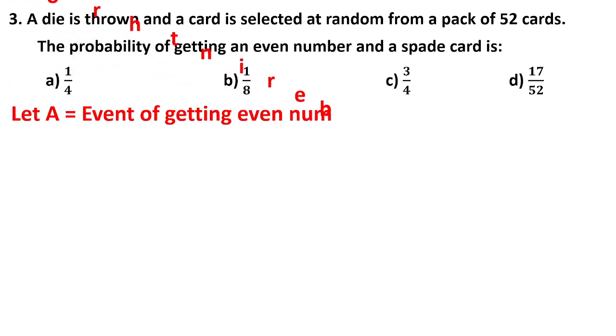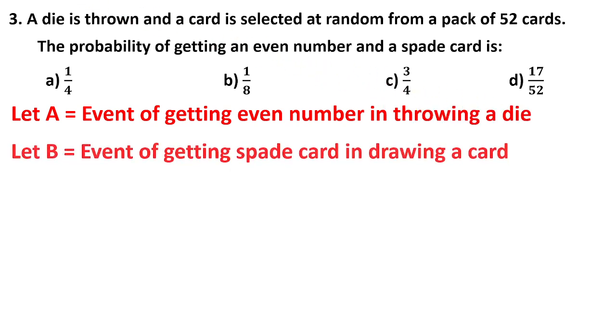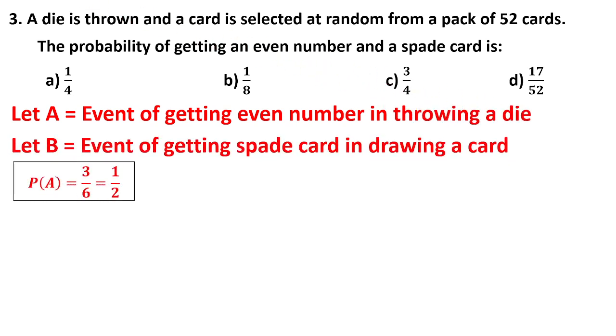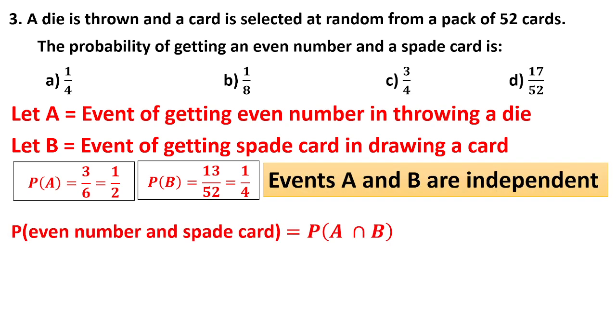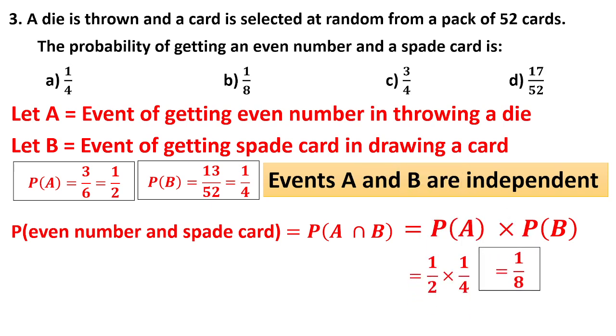Let us check. A is the event of getting an even number and B is the event of getting a spade. Probability of A I can find, probability of B I can find by making use of the formula. Then they are independent. We have to get the probability of an even number and a spade card, A intersection B, which is probability of A into probability of B. Therefore, the answer is 1 by 8.